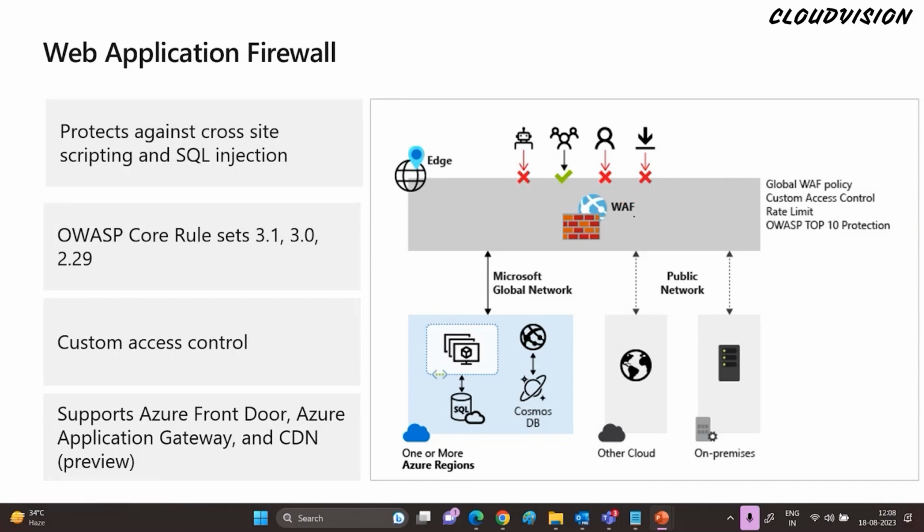So this WAF is going to protect your environment from cross-site scripting and SQL injection, that can be protected over here. But that actually works based on OWASP rule set 3.1, 3.0, 3.29. Now do remember this WAF we cannot use with a load balancer. It can only be used with front door service, application gateway service, or CDN. With these three services, your WAF can be integrated.